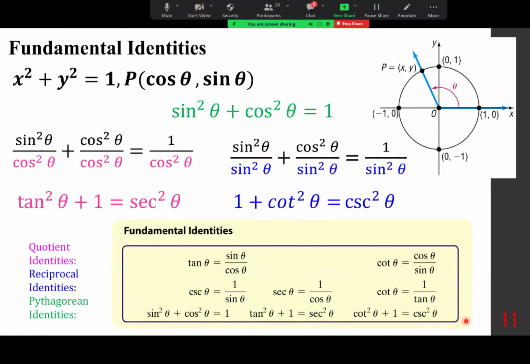So what you're looking at as fundamental identities, we have the quotient identities such as tan theta is sine theta over cosine theta, cotangent is cosine theta over sine theta. We have reciprocal identities, cosecant is 1 over sine. By the way, if cosecant is 1 over sine, sine is 1 over cosecant. Secant is 1 over cosine, cotangent is 1 over tangent, and here are the Pythagorean identities. There are a lot of identities here. I hope you remember most of them from high school.